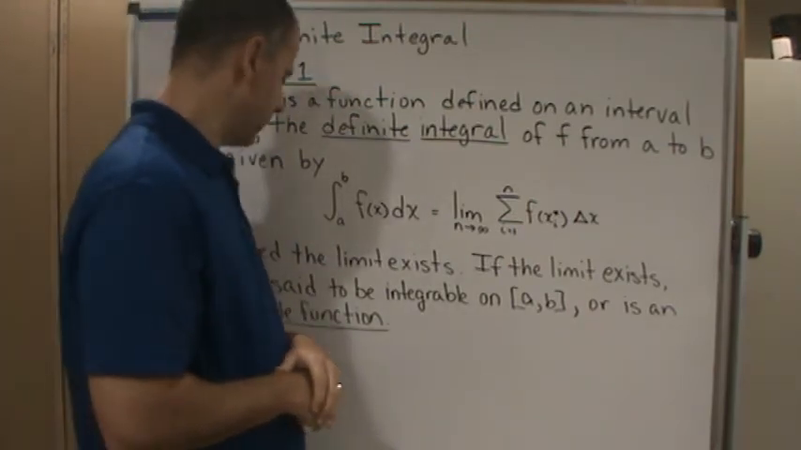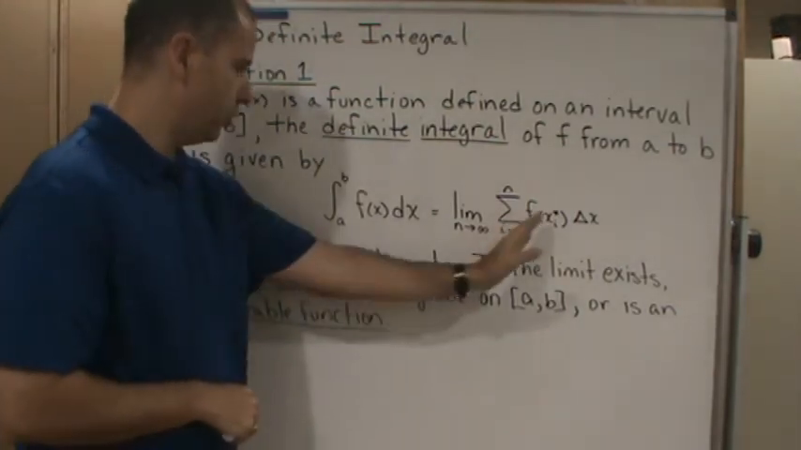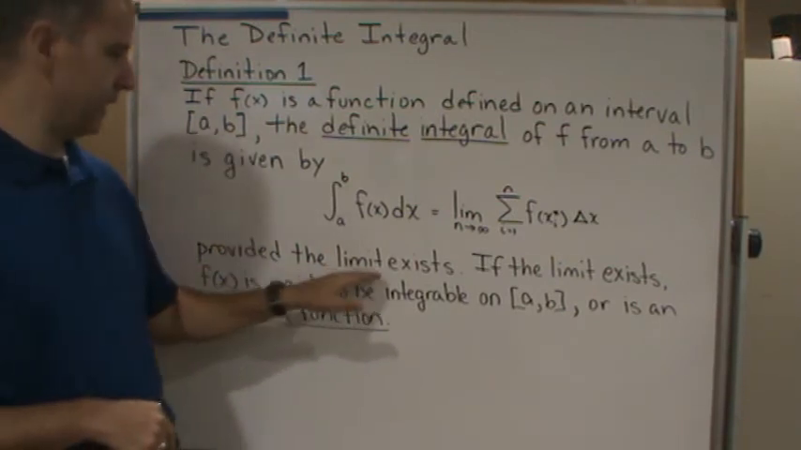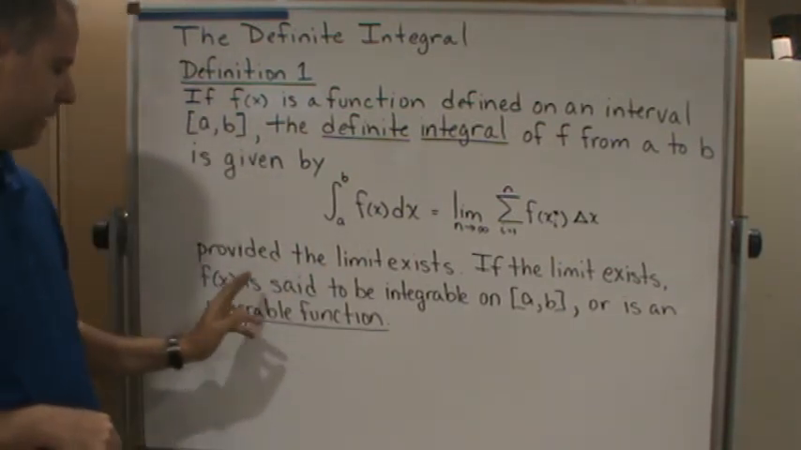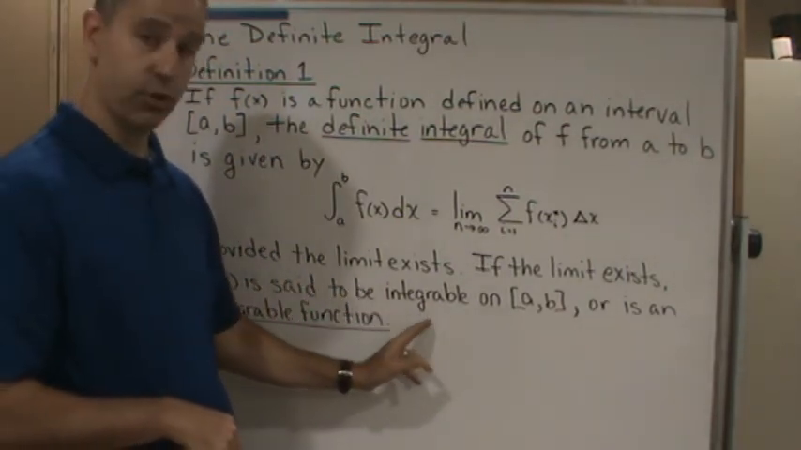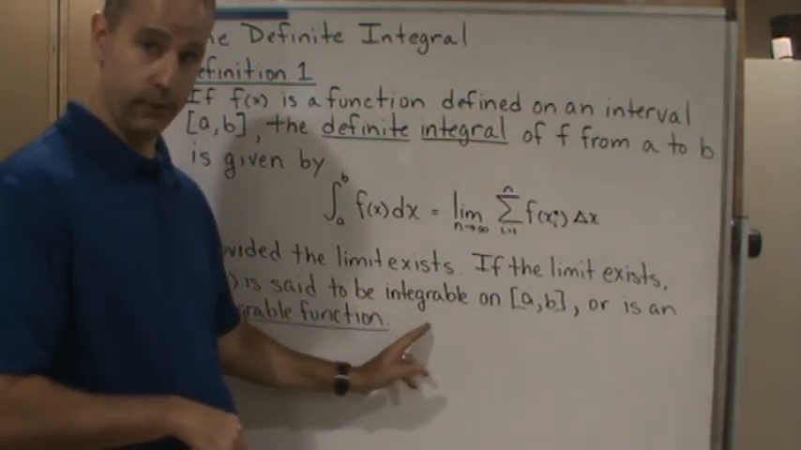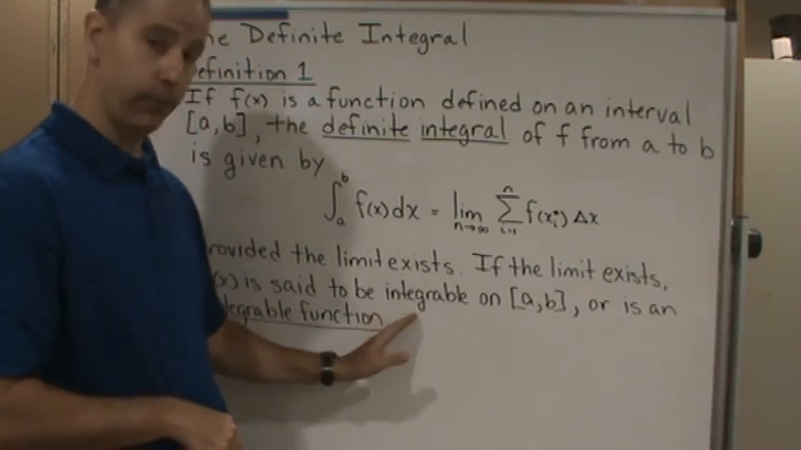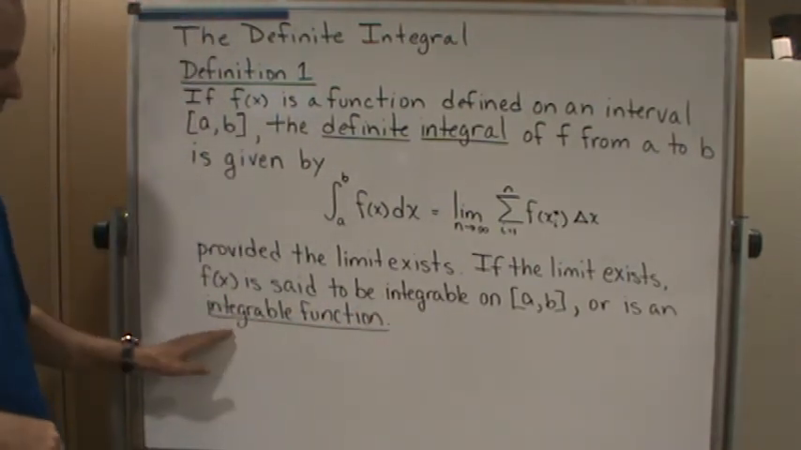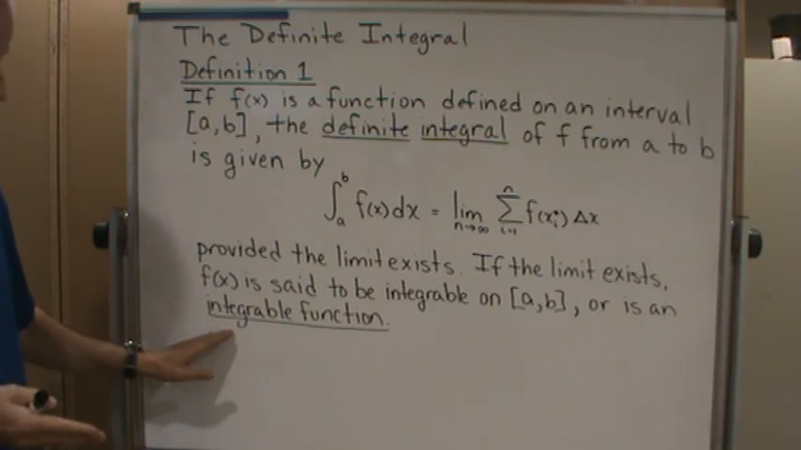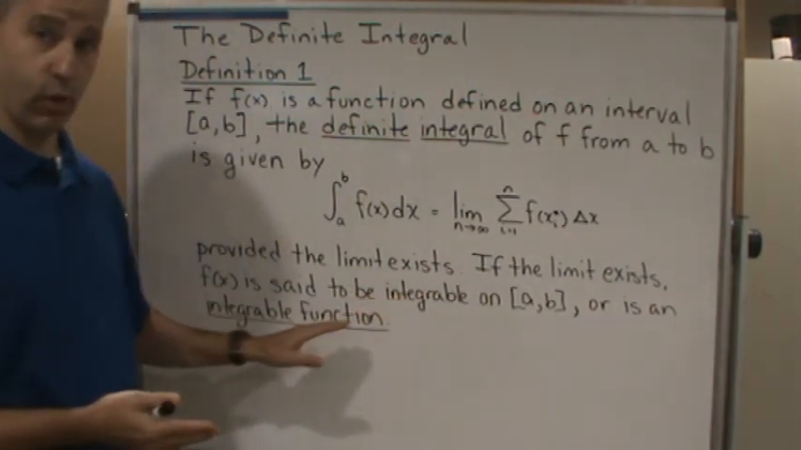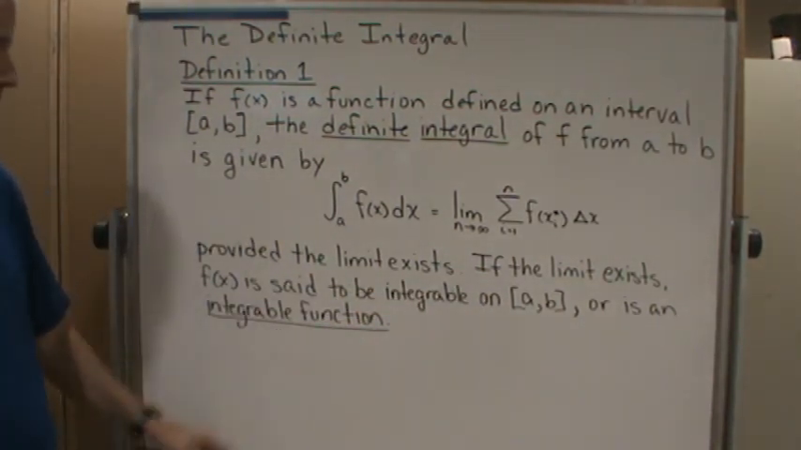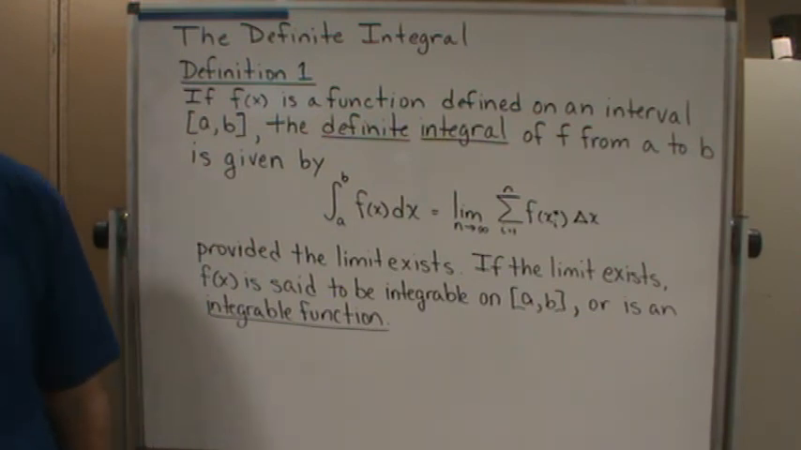Okay, so now, this is true as long as the limit exists. If the limit does exist, then what we say is that f of x is said to be integrable over the interval. So it's an integrable function. Okay, that's the other thing. We can call it an integrable function, okay, over the interval. So we can either say it's integrable over the interval or that it's an integrable function, okay? And so that's the definition.